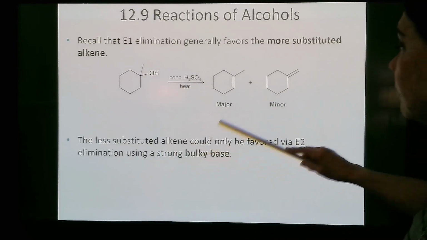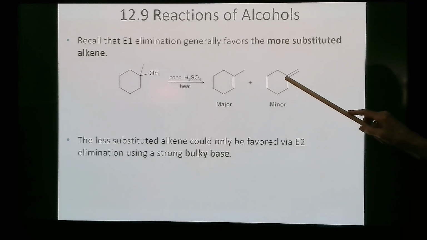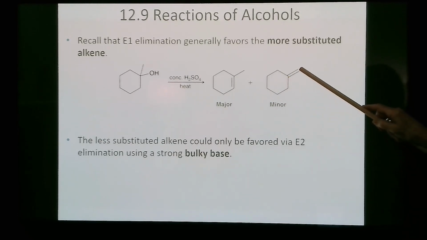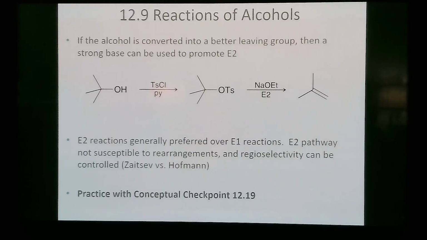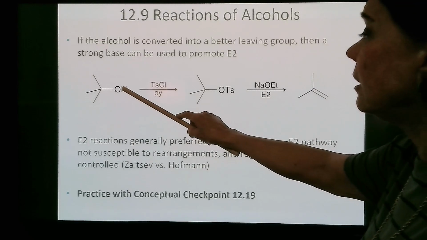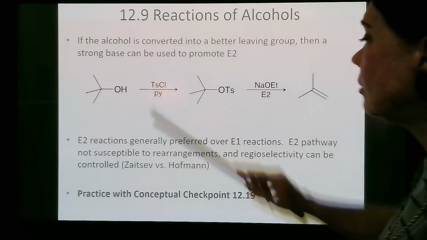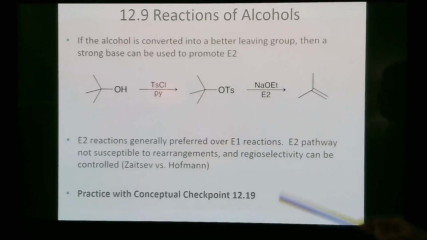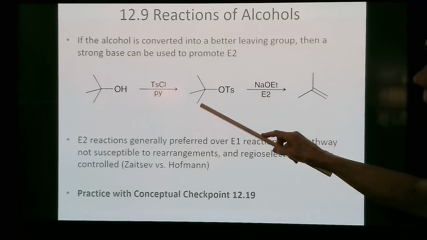The only way that you would be able to get this as the major product is if you used a very bulky base, such as t-butoxide. So, now, if the alcohol is converted into a better leaving group, then a strong base can be used to promote the E2. So here, once again, you're converting this alcohol into the tosylate by using tosyl chloride. And then you use sodium methoxide, the strong base, to effect elimination.